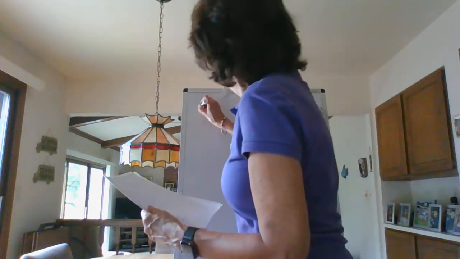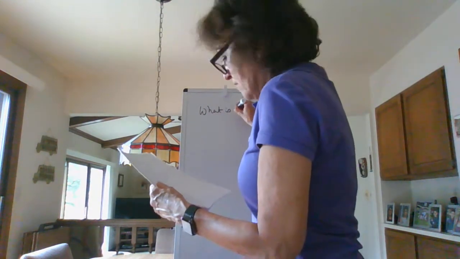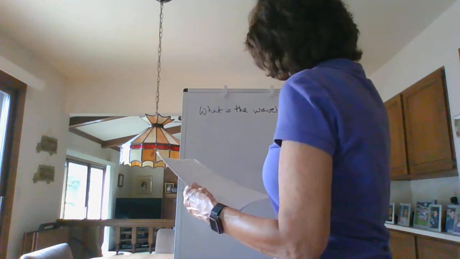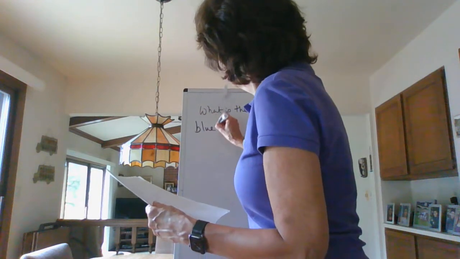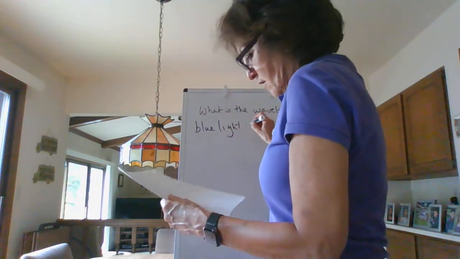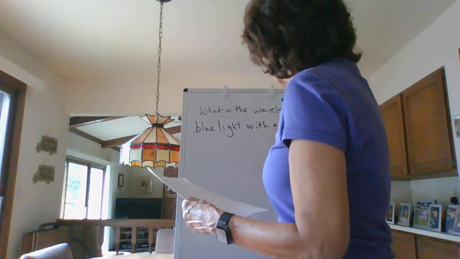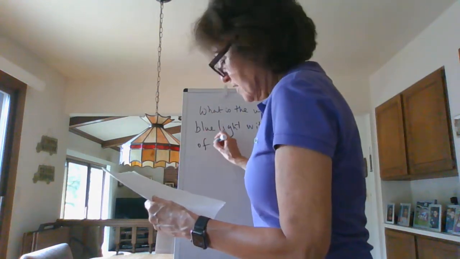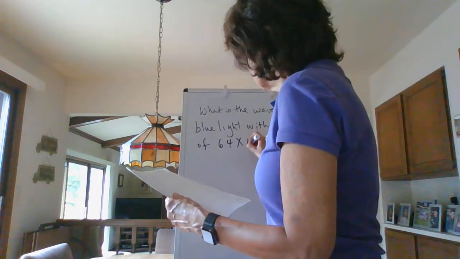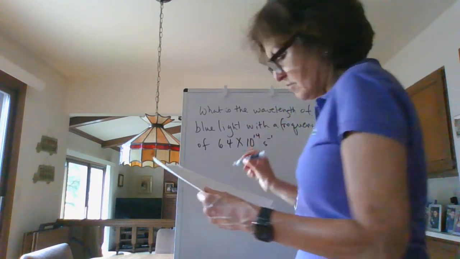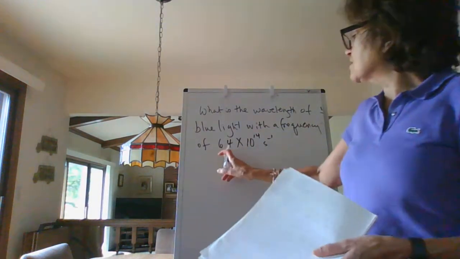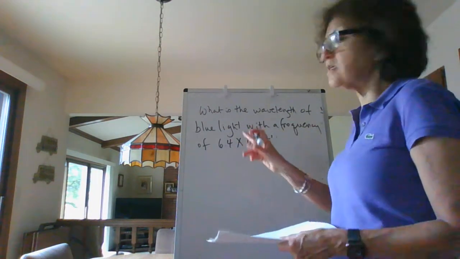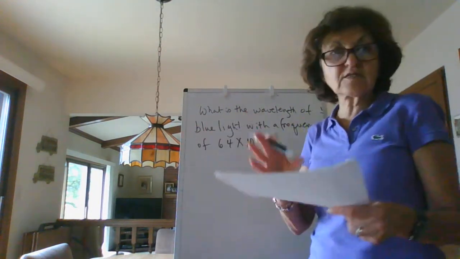All right, here it is. What is the wavelength of blue light with a frequency of 6.4 times 10 to the 14th second to the minus 1. Okay? I could write 6.4 times 10 to the 14 per second, or I could write 6.4 times 10 to the 14 hertz. Okay? Any one of those is the same thing.